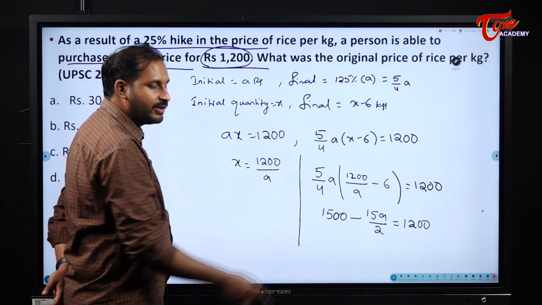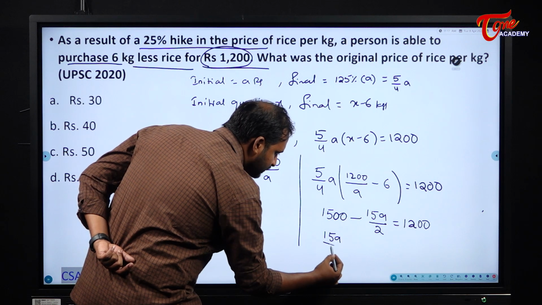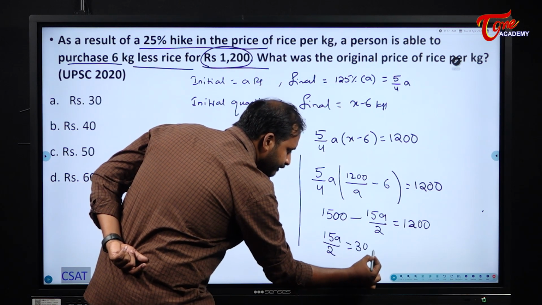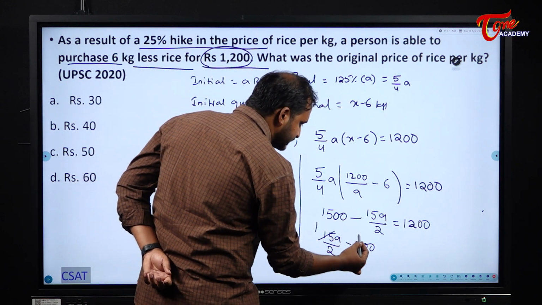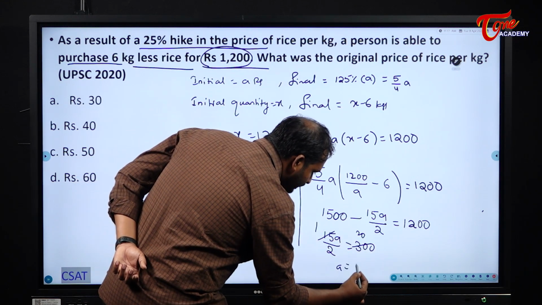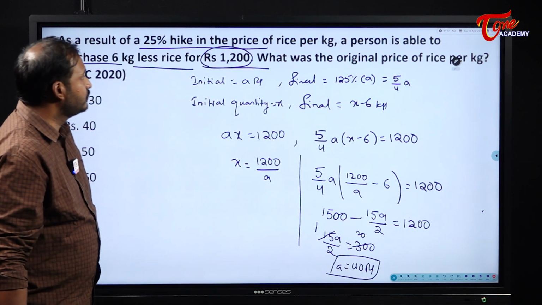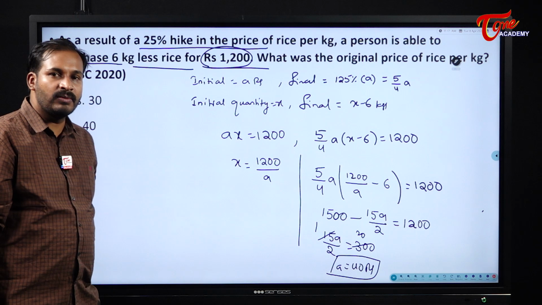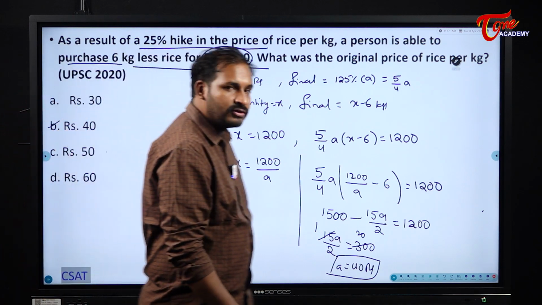If I send 15A by 2 to the other side and 1200 to this side, it will become 15A by 2 is equal to 300. Now 15 ones, 15 20s. And A value will become what for me? 40 rupees. That means the initial price of the rice per kg is 40 rupees. This is the traditional method to get the answer.